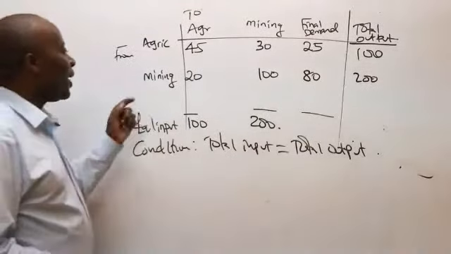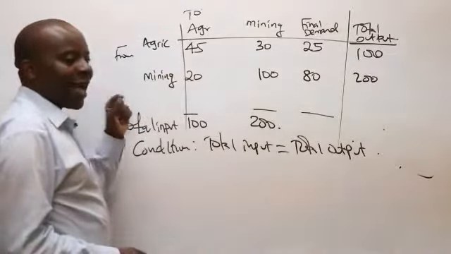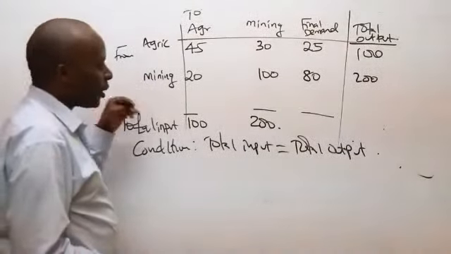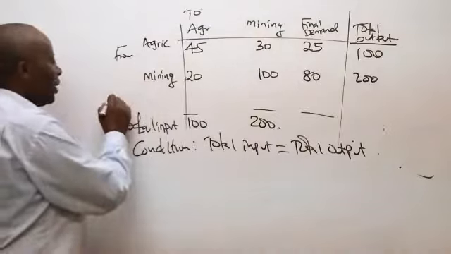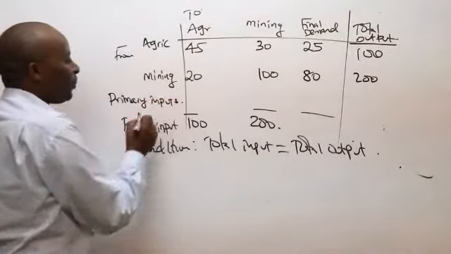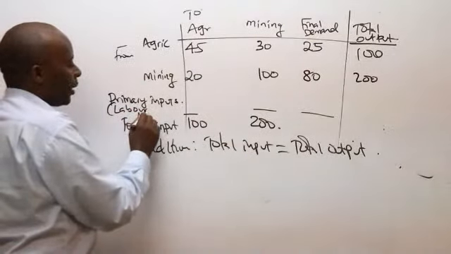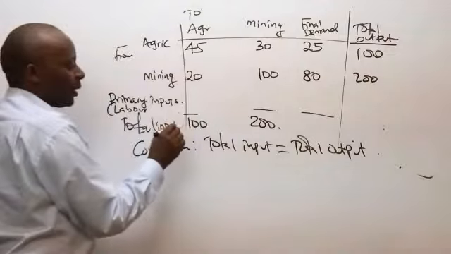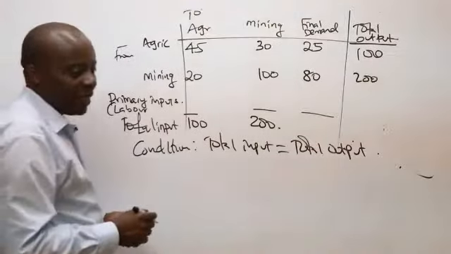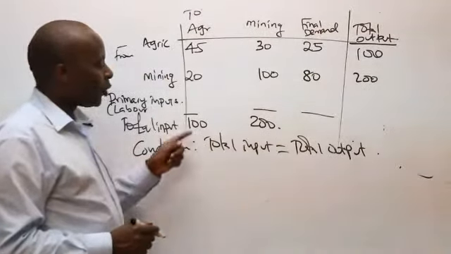Then the balancing figure here means that we must have gotten some raw materials from sources other than the sectors. Whatever raw materials you get from sources which are not sectoral, we normally call primary inputs. Primary inputs are constituted by things like labor, entrepreneurship, the factors of production, if you remember them. These can't be given by any industry. They are the essential inputs, so they should be balancing figures.